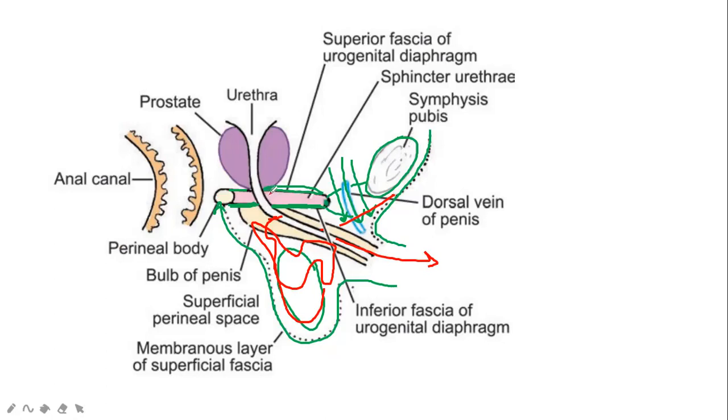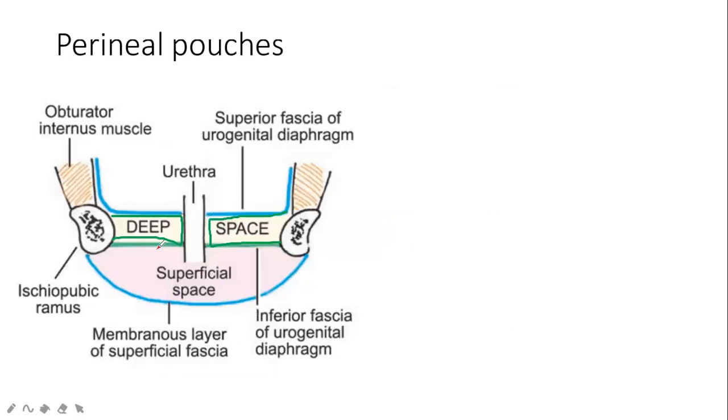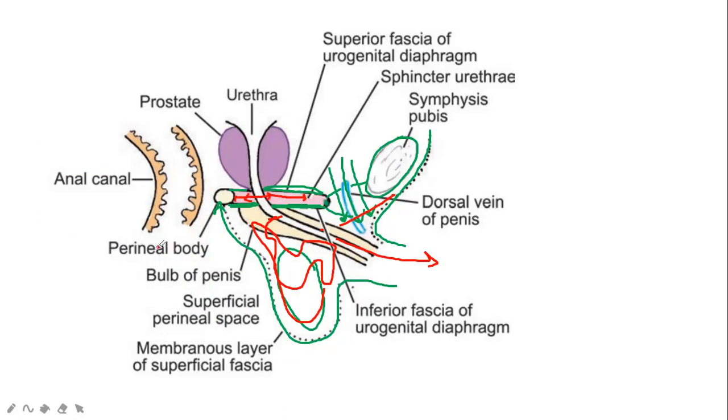Then with extravasation of urine from the membranous urethra, there's only limited flow into the deep perineal pouch. That's interesting. Only the deep perineal pouch. So those are the components in the males that I've talked about.